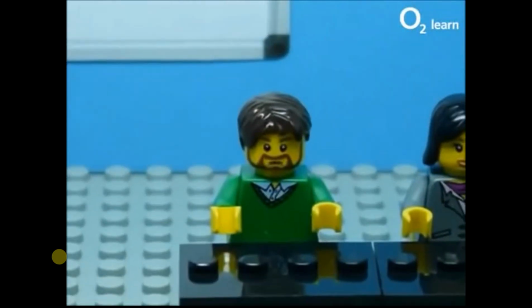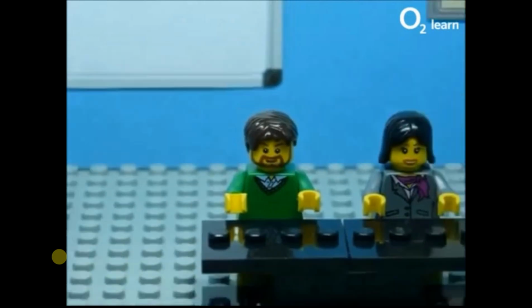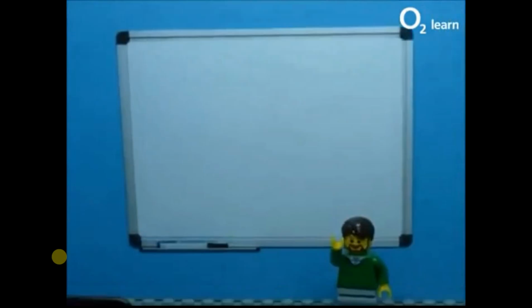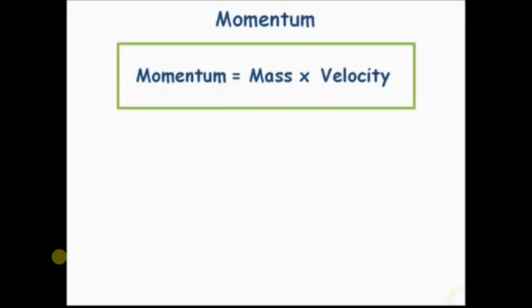Today we're going to look at momentum and how we can use this to understand why we need crumple zones in our cars. Let's start off by looking at some theory on the whiteboard. Let's remind ourselves that momentum is equal to mass times velocity.